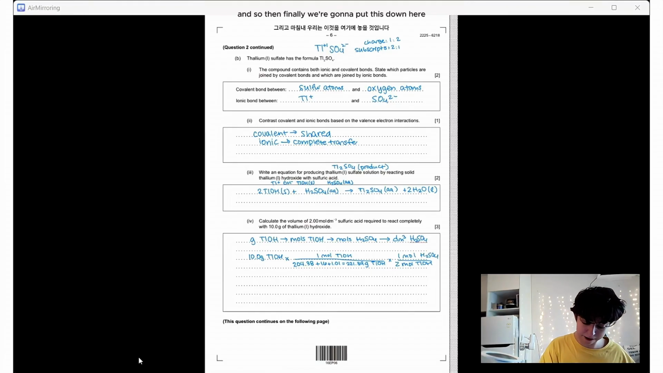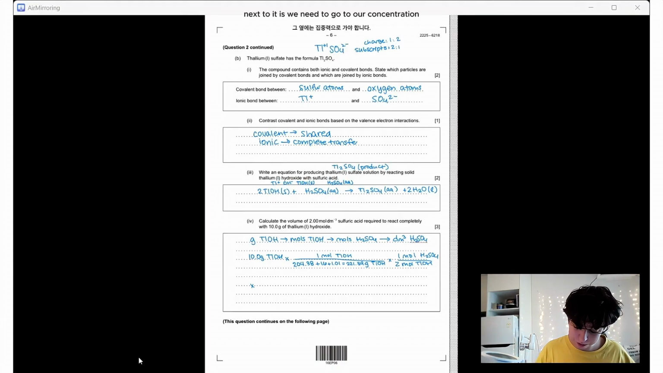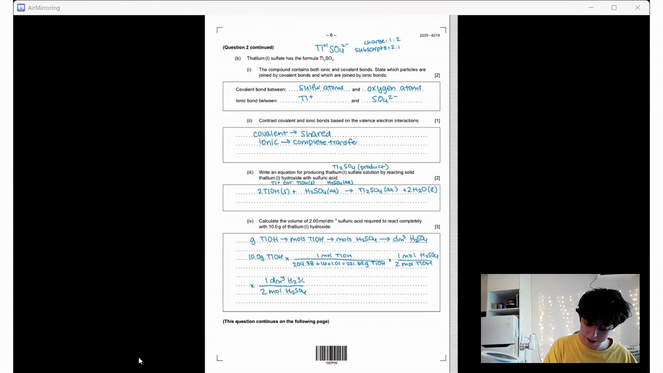Okay. And so then finally, we're going to put this down here, but you can visualize it next to it, is we need to go to our concentration. And so our concentration is in moles per decimeters cubed. So we want 2 mole to be in the denominator in order to cancel out this 1 mole. Okay, so we're going to divide by our concentration. So we're going to divide by our 2 mole of H2SO4 per 1 decimeters cubed H2SO4.